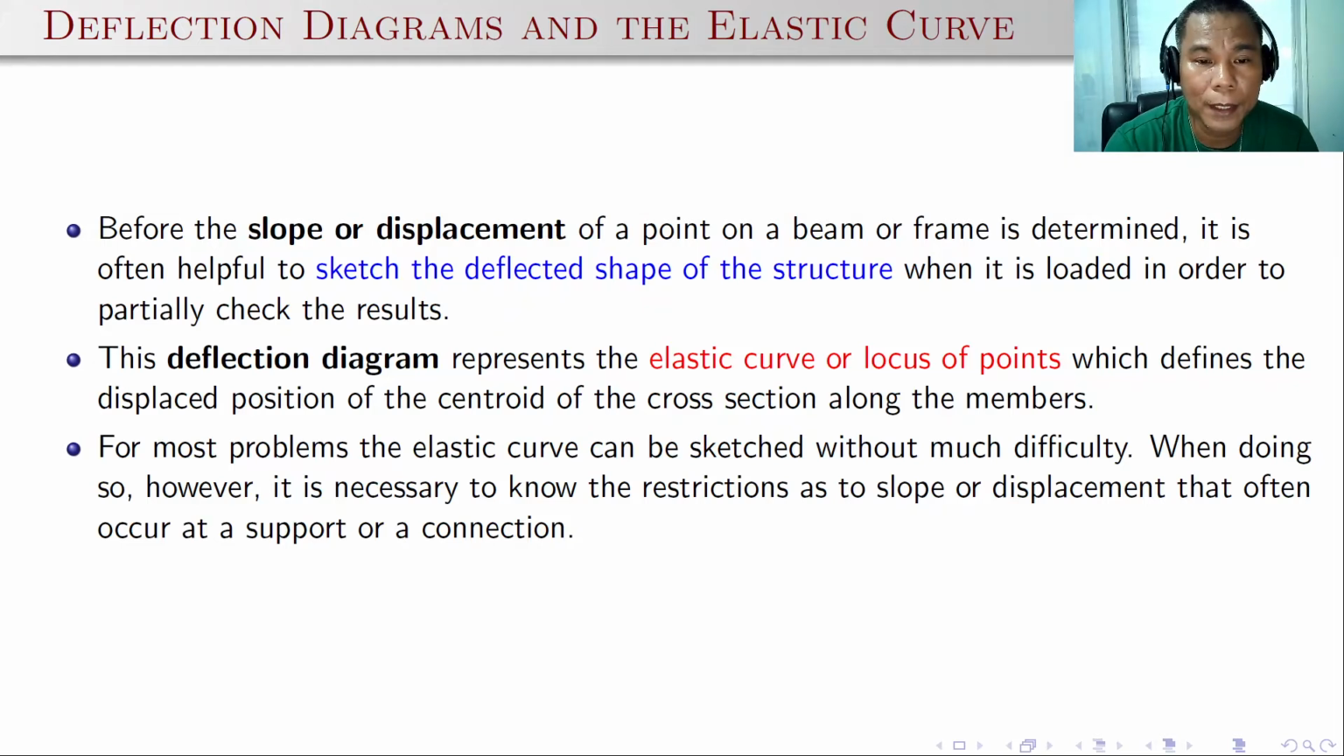The deflection diagram represents the elastic curve, or the locus of points which defines the displaced position of the centroid of the cross-section along the members. Take note, the displaced position of the centroid of the cross-section along the members. For most problems, the elastic curve can be sketched without much difficulty. When doing so, however, it is necessary to know the restrictions as to slope or displacement that often occur at a support or connection.